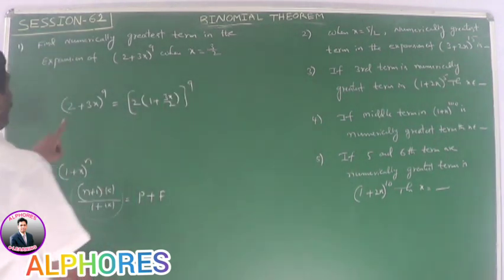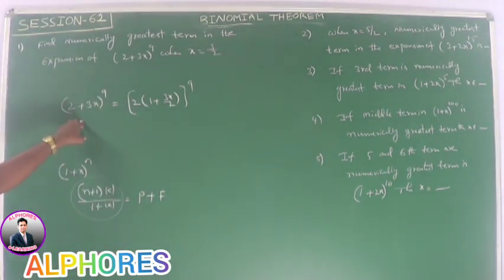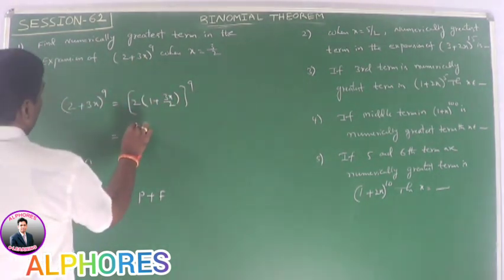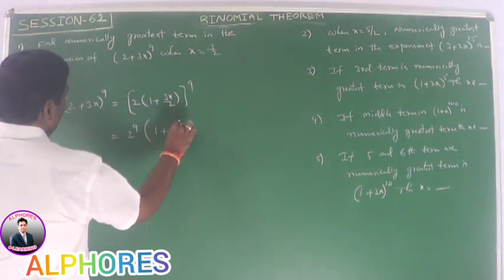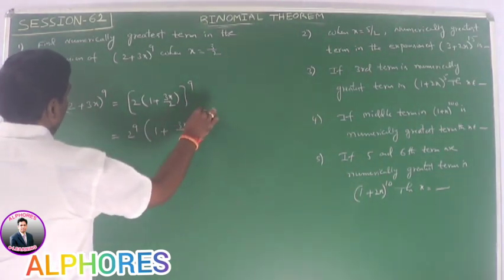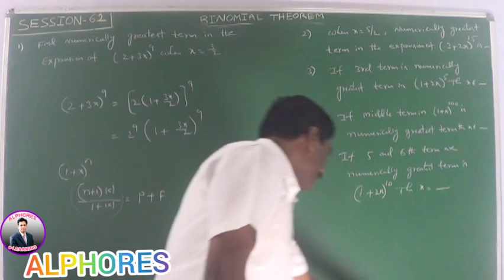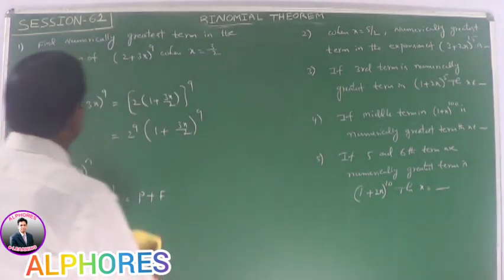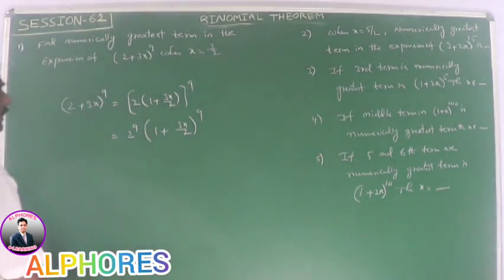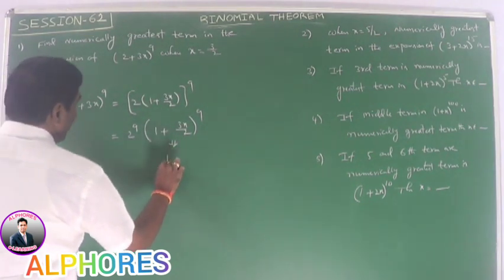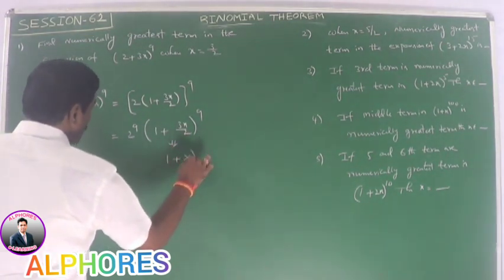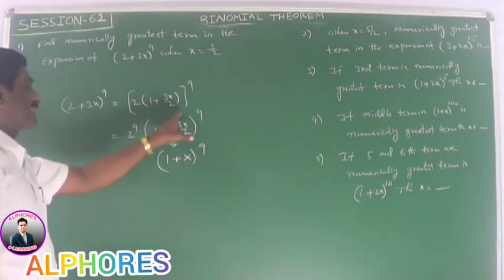Please observe this value. We reduce this value into a standard binomial. Standard binomial means (1 plus x) whole power n form. For getting that, we take out 2. So this value is equal to 2 power 9 into (1 plus 3x by 2) whole power 9. It is in the form of standard binomial (1 plus capital X) whole power 9, where capital X means 3x by 2.